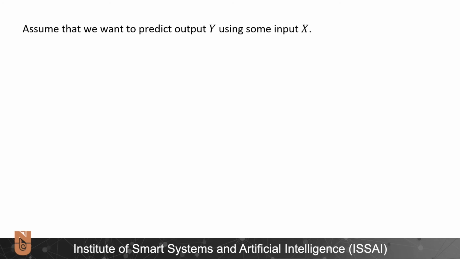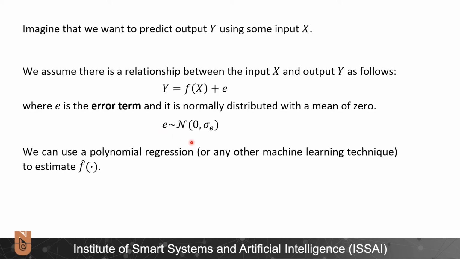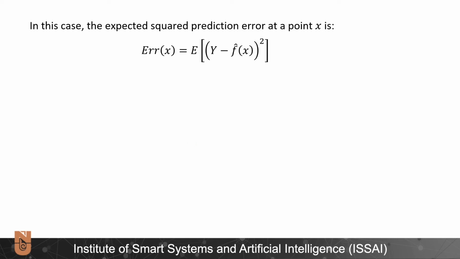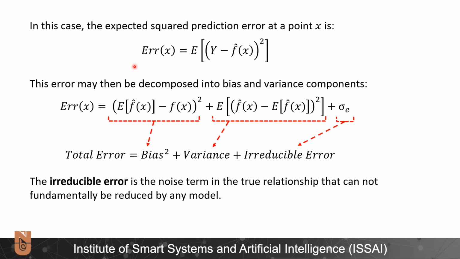Assume that we want to predict output y using some input x. We assume there is a relationship between the input x and output y as follows, where e is the error term and is normally distributed with the mean 0. We can use a polynomial regression or any other machine learning technique to estimate function f hat. In this case, the expected squared prediction error at a point x is represented as follows. This error may then be decomposed into bias and variance components. The irreducible error is a noise term in the true relationship that cannot fundamentally be reduced by any model.